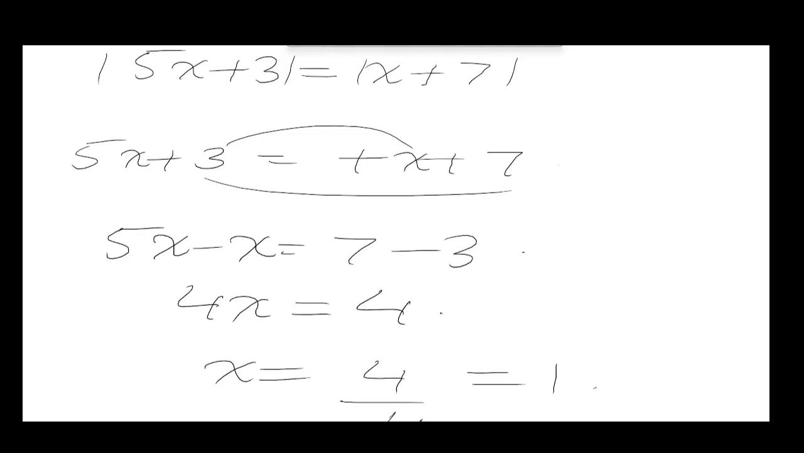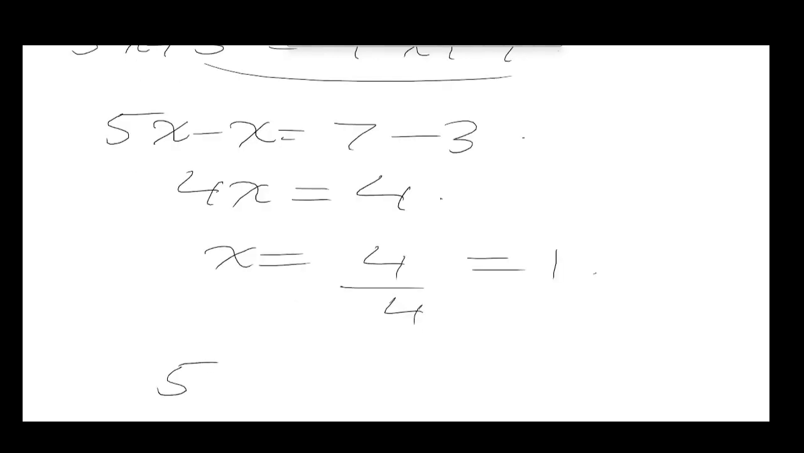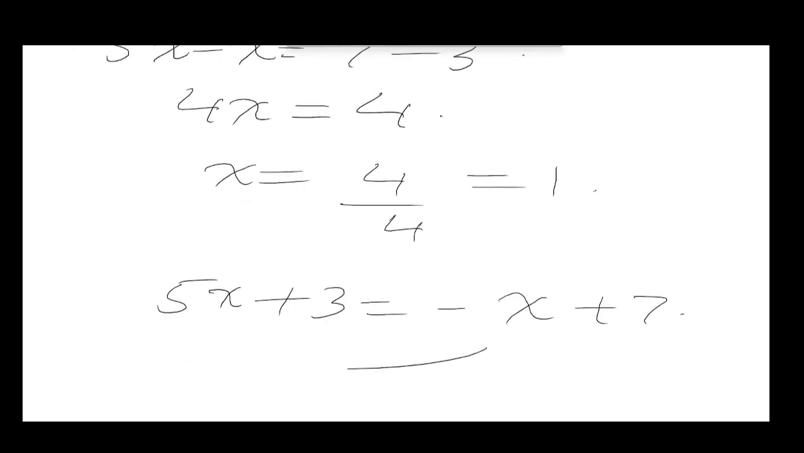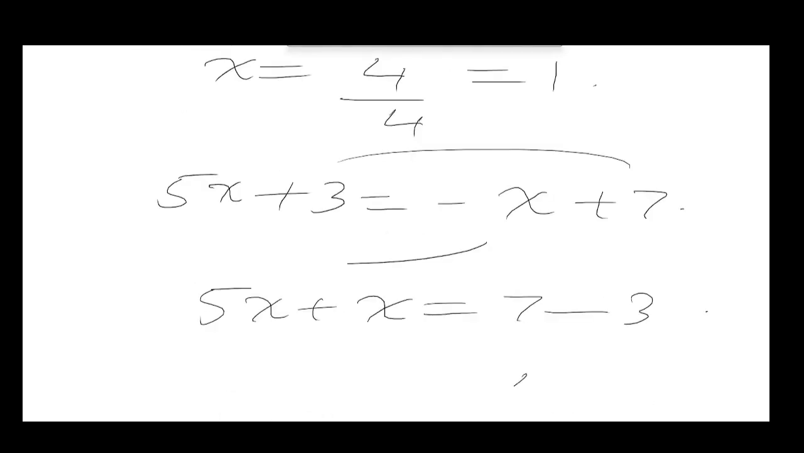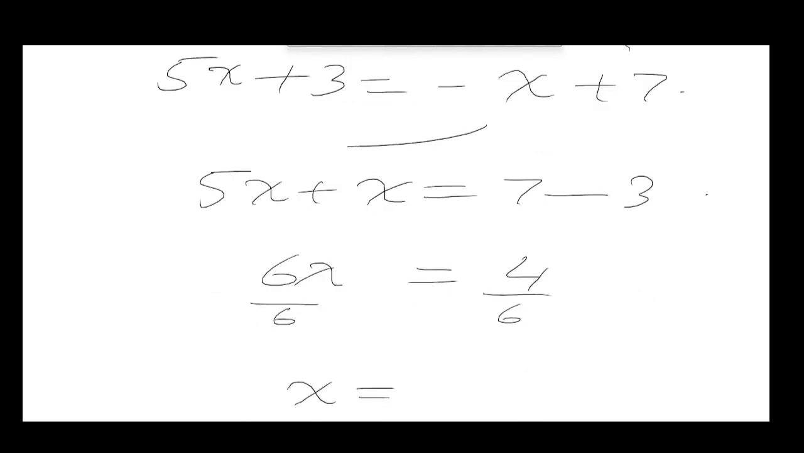So now let's change the sign. Instead of positive, it will be negative. So we are gonna write 5x plus 3 is equal to negative x plus 7. So now this will go here, this will go there. So 5x plus x will be equal to 7 minus 3. 7 minus 3 is 4. So we're gonna have 6x is equal to 4. 6 will be divided on both sides. So x is equal to 4 by 6. This will be our final answer.